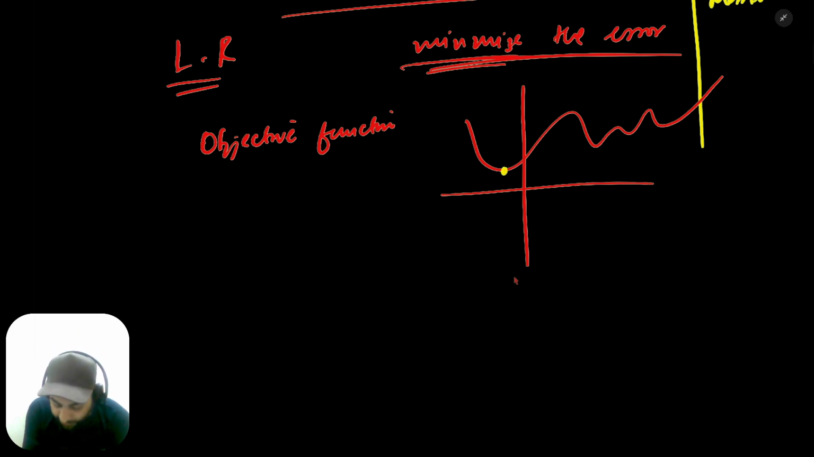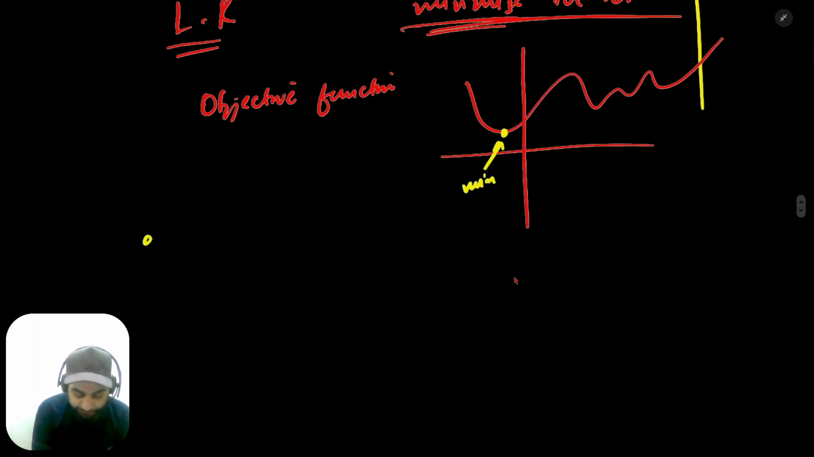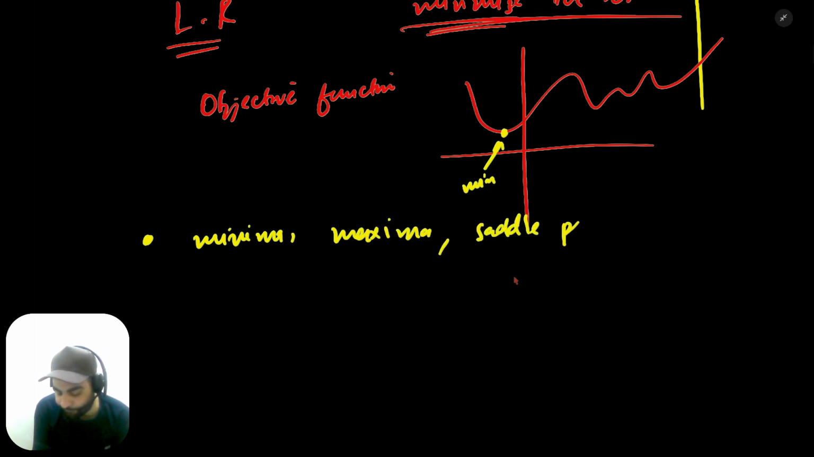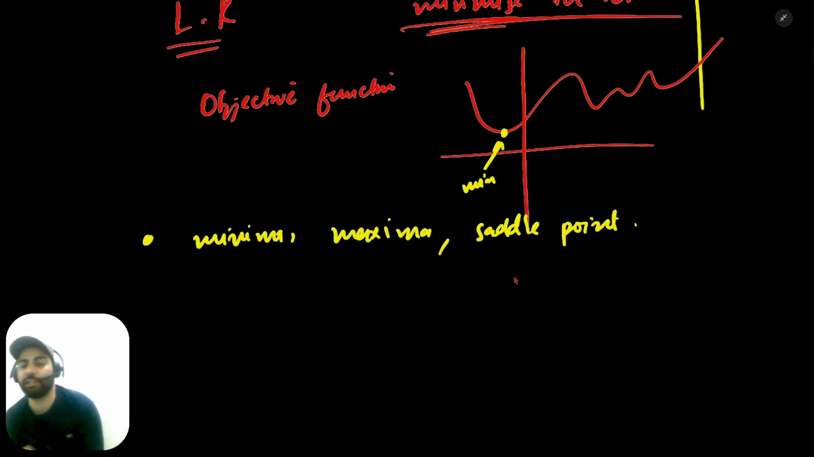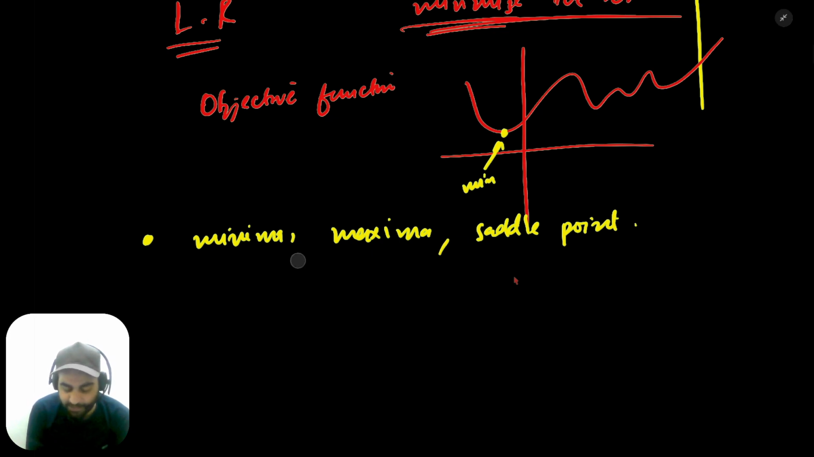For example, if you see here, they are called minimas. There are three important points: there is something called minima, then we have maxima, then we have something called a saddle point. I just want you to know the names of these points. If you want the formal definitions, you can check them, but I just want to show you graphically. This over here is a minima. This over here is a maxima.